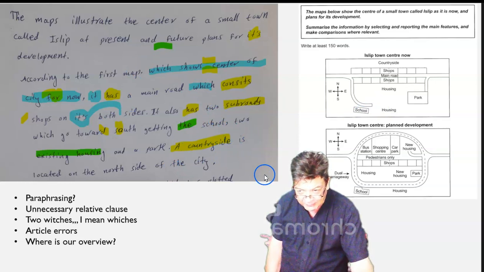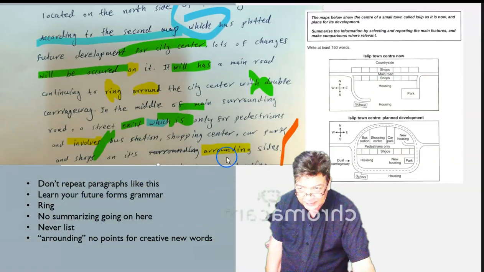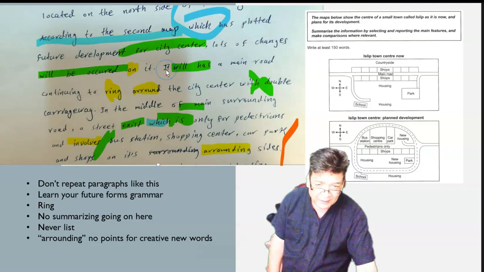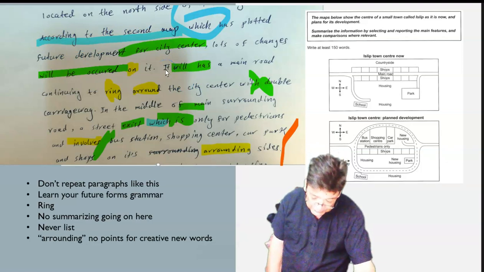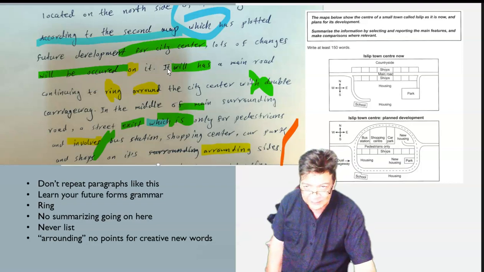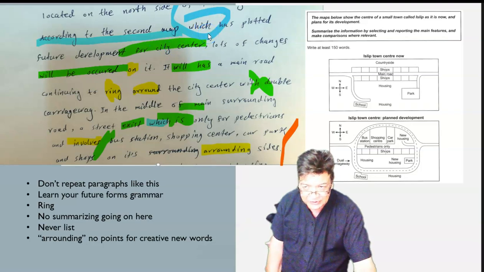And then I guess we have a new paragraph. Can't really tell too much because there's no space or indentation, according to the second map. Don't repeat your paragraph structures like this. You started the previous paragraph with according to the first map, according to the second map. No, which, and you use which again, so that you're just copying your same structure, which has plotted future development for city center, for the city center.